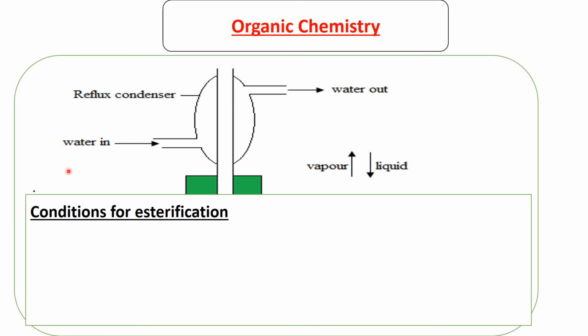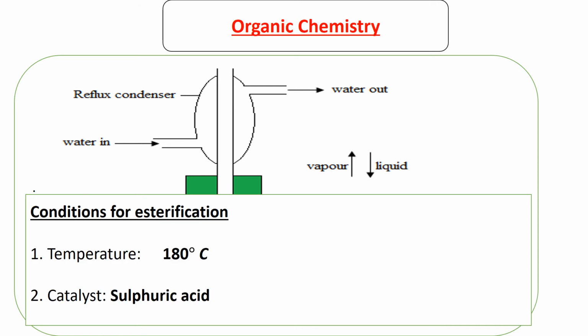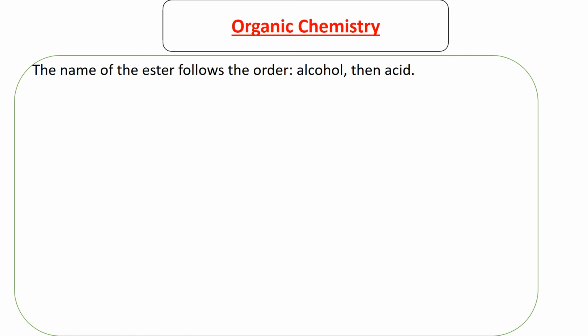So the conditions for this process to occur are: first, the temperature should be 180 degrees Celsius. Second, there's need for sulfuric acid, which acts as a catalyst, but in essence, a drying agent. So now the important points. The name of the ester follows this order. To name an ester, you have to get the alcohol, then the acid. The alcohol that makes up that ester, and the acid that makes up that ester.